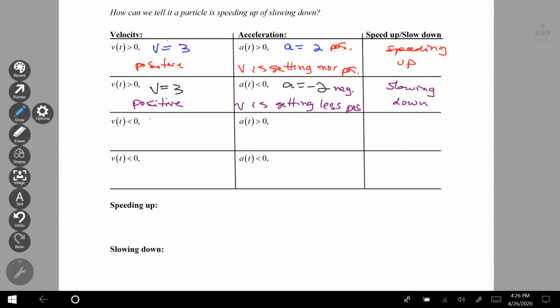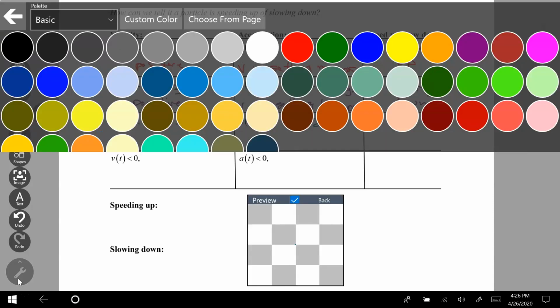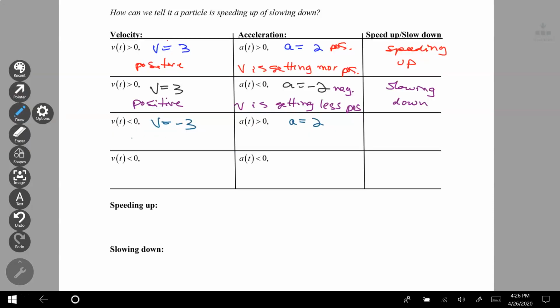Okay, let's look at this. My velocity is equal to negative 3. My a is equal to 2. Well, my velocity here is negative now. My acceleration is positive, which means my velocity is getting less negative. If a velocity has a negative value and your acceleration is positive, that means those velocity values are getting less and less negative, that means I'm also slowing down.